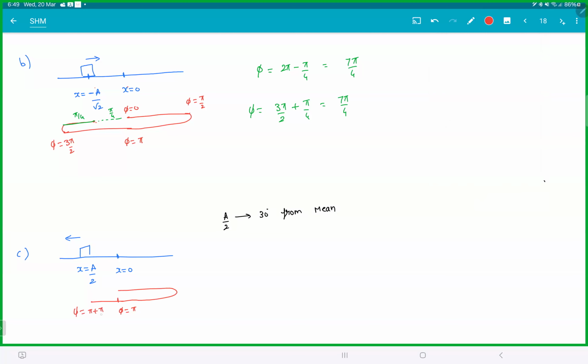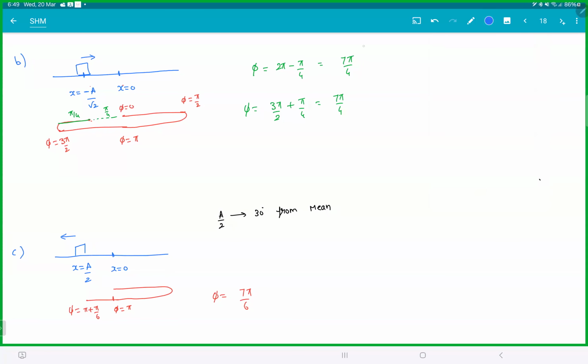Pi plus pi by 6. So phi would be 7 pi by 6. Is that making sense, everyone? There is no need to draw a circle, all that nonsense. Kuch zarurat nahi hai. Just see the number and finish it off. Let me give you one more. You tell me by seeing the answer.